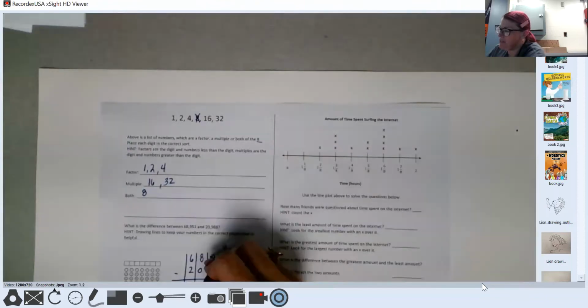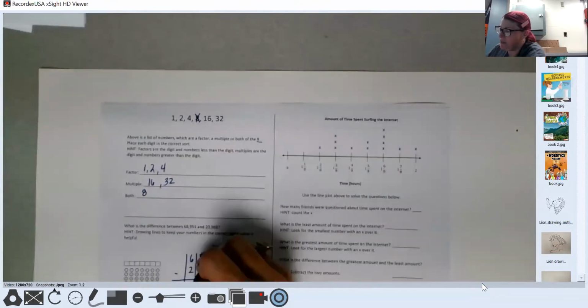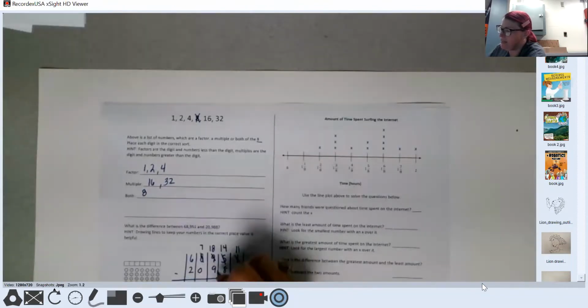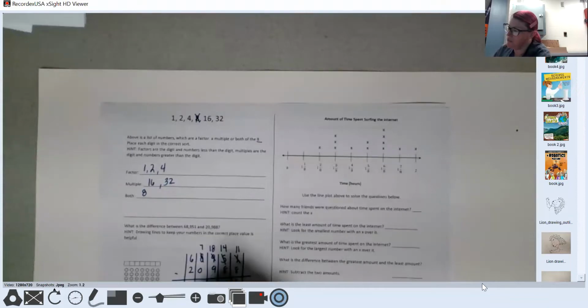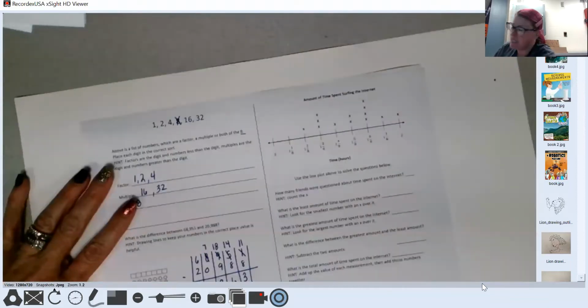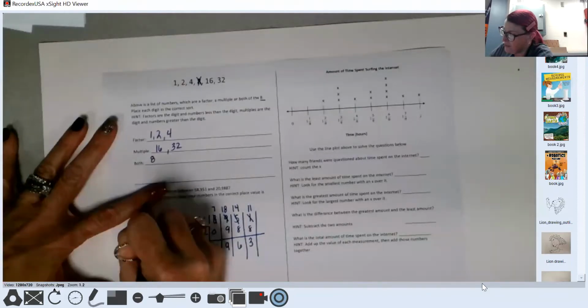4 minus 8, can't do that, so I'm going to have to borrow here. 14 minus 8 is 6. 8 minus 9, can't do it. I'm going to have to borrow from here. 18 minus 9 is 9. 7 minus 0 is 7. 6 minus 2 is 4. So my answer is 47,963.